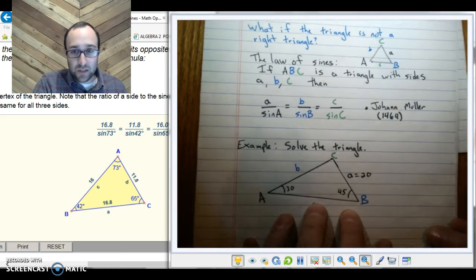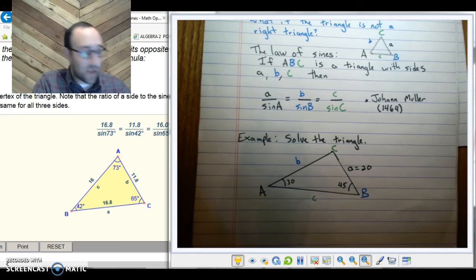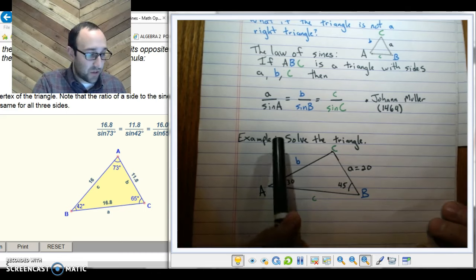All right, so let's just get into an example. A pretty simple example. Your assignment's going to be the exact same idea. Let's just do this one. There's going to be a lot more that we actually cover when we do this, but let's just get started with this example. So it says solve the triangle.